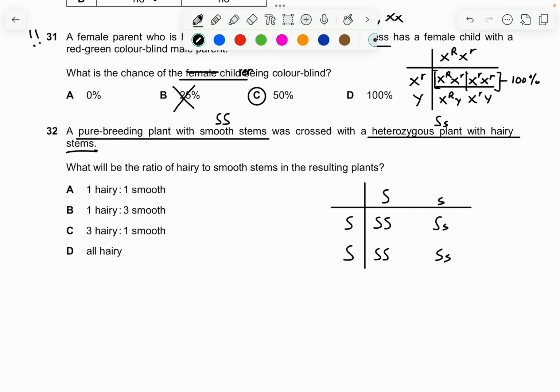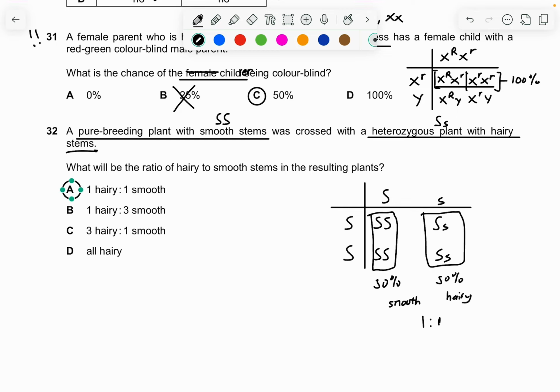Okay, as a result, we got 50% hairy, 50% smooth and 50% hairy. Therefore, this is a 1-to-1 ratio.